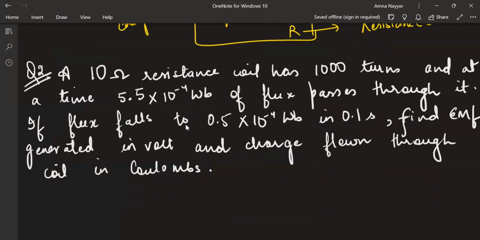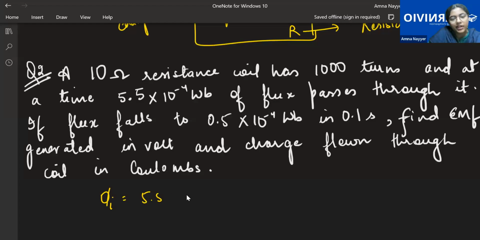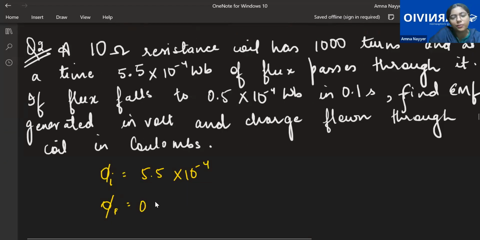Okay, see, this question says a 10 ohm resistance coil has 1,000 turns, and at a time 5.5 into 10 to the power minus 4 Weber of flux passes through it. So this is the initial flux. Then it says it falls to 0.5 into 10 to the power minus 4 Weber. So this is the final flux. Initial flux is 5.5 into 10 to the power minus 4. The final flux is 0.5 into 10 to the power minus 4.